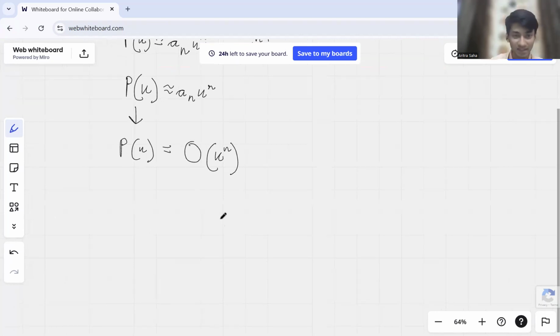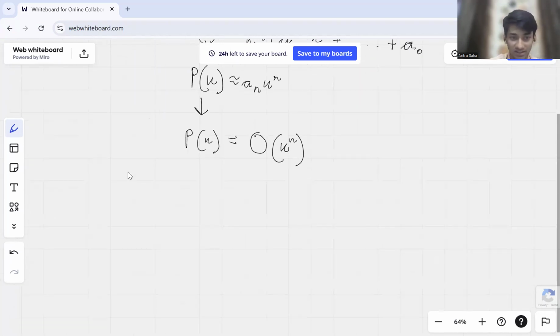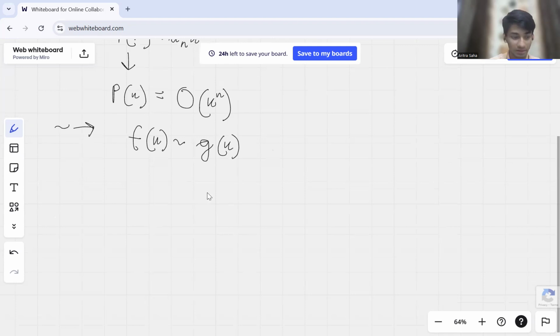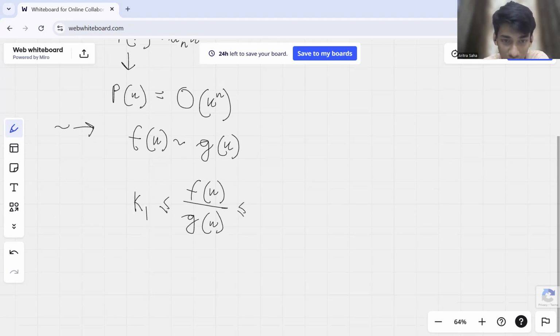Okay, I'll define another sign here. You have probably seen this sign quite a lot. We define f of x and g of x to be asymptotically the same. You can define this sign in two ways. One of the ways is that f of x by g of x is bounded by two constants k1 and k2 for sufficiently large x.